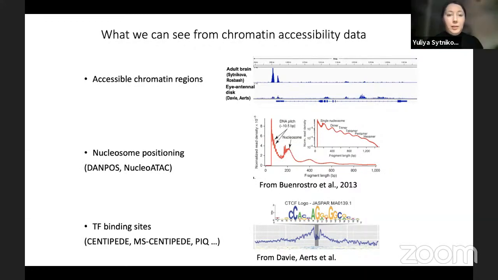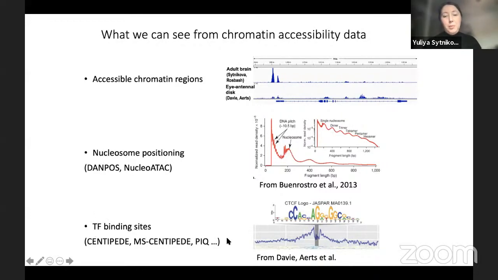So in this way, you could infer nucleosome coverage profiling from ATAC-seq. And also, there are a number of methods to infer transcription factor binding sites.